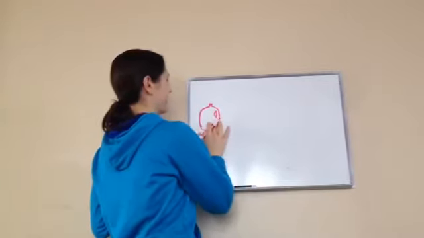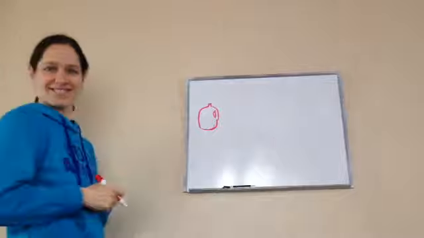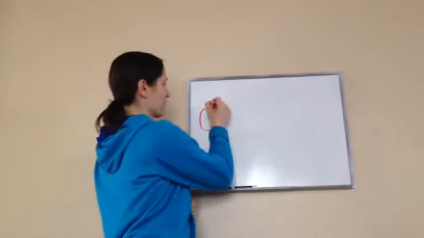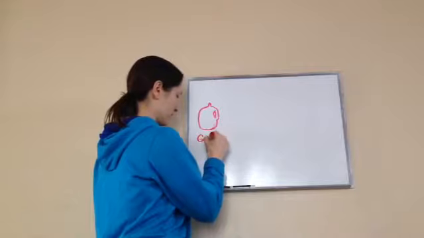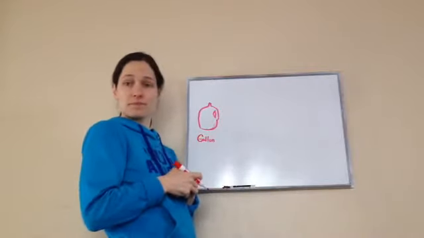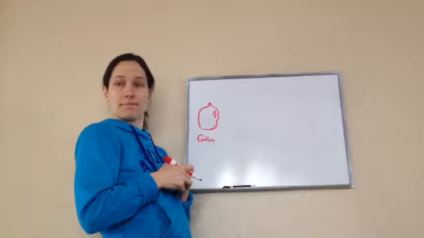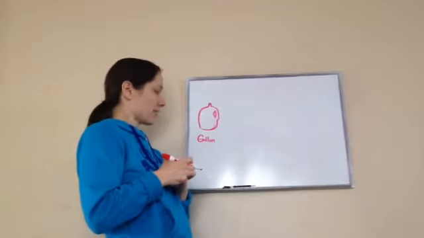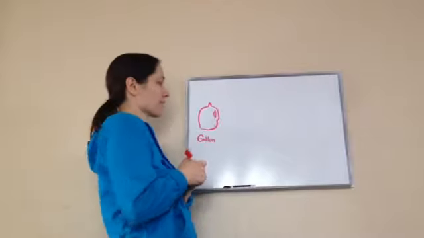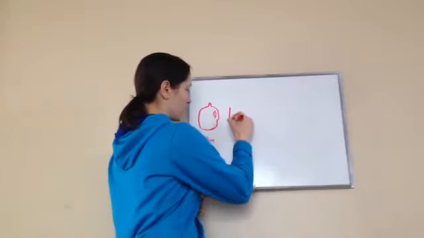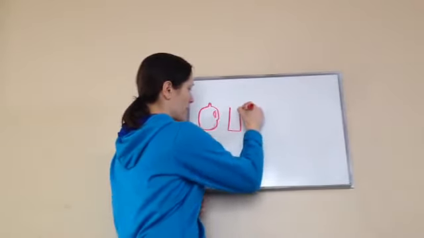Beautiful. Okay, a gallon of milk. I'm going to write gallon up here. Got it? Okay. Write that down, write gallon on it. Now, we have something in our refrigerator right now.